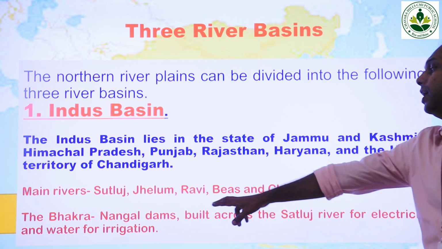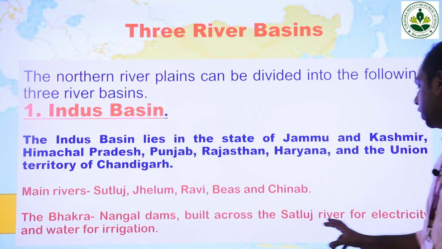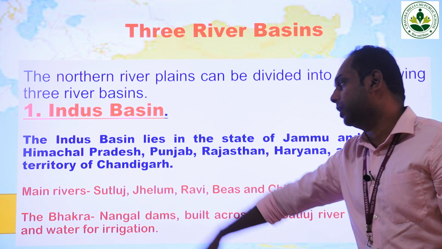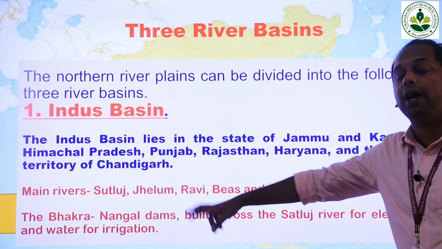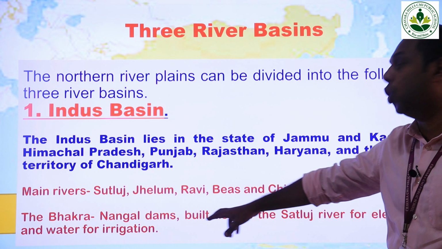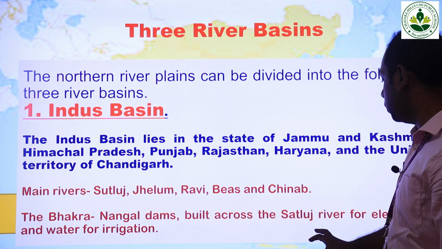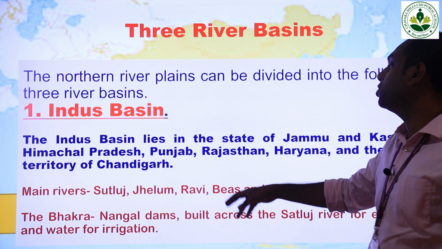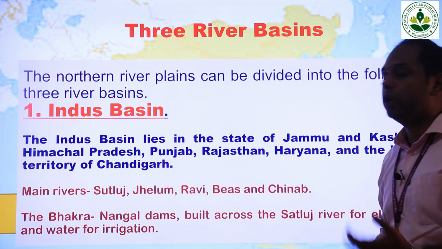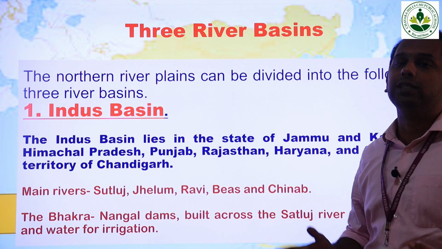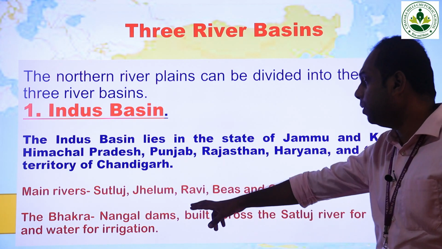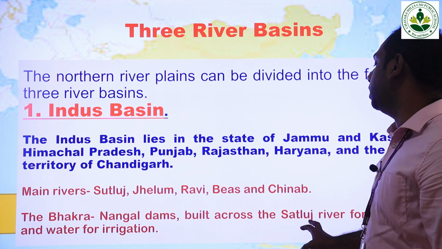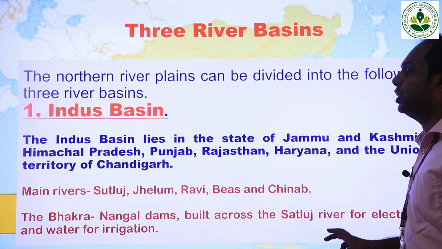Then the Bakra Nangal Dam is built across the Satluj river for electricity and water for irrigation. Now we'll be studying about the Bakra Nangal Dam. There is a dam built over the Satluj river, and with the help of this dam, the people who belong to these states get what? Electricity. They produce electricity with the help of the dam called Bakra Nangal, which is built across the Satluj river.